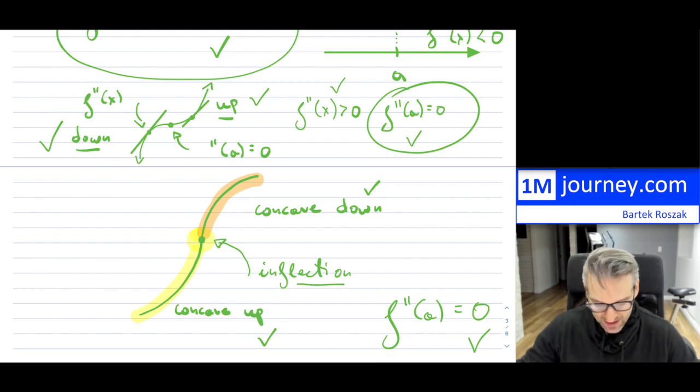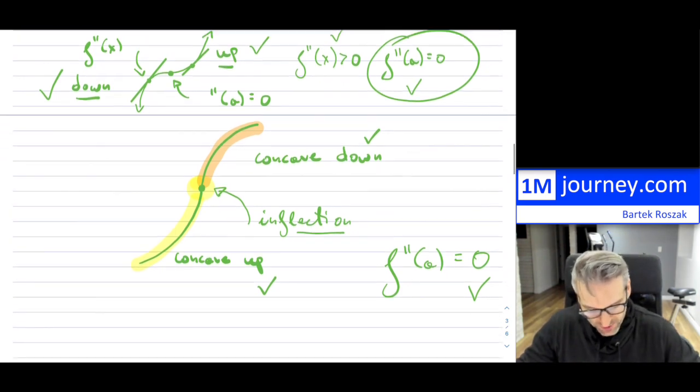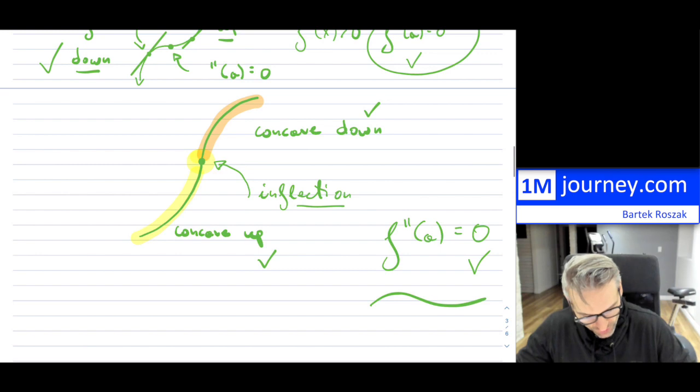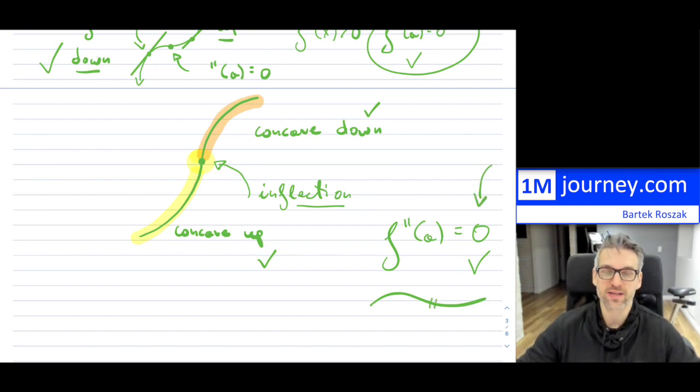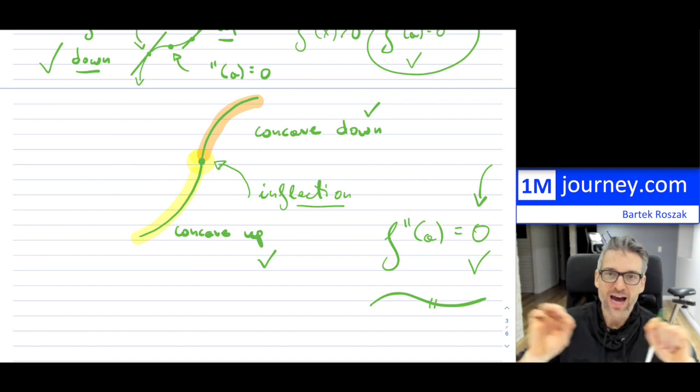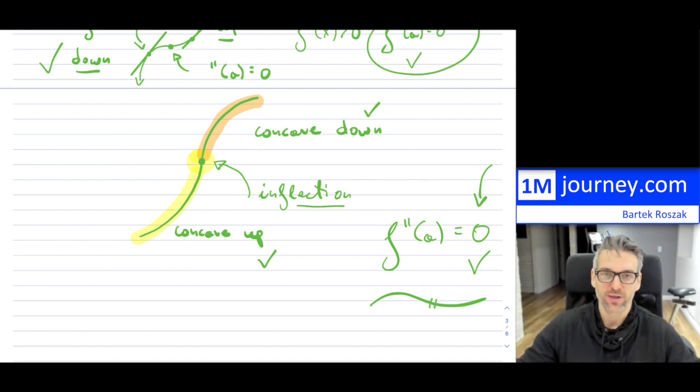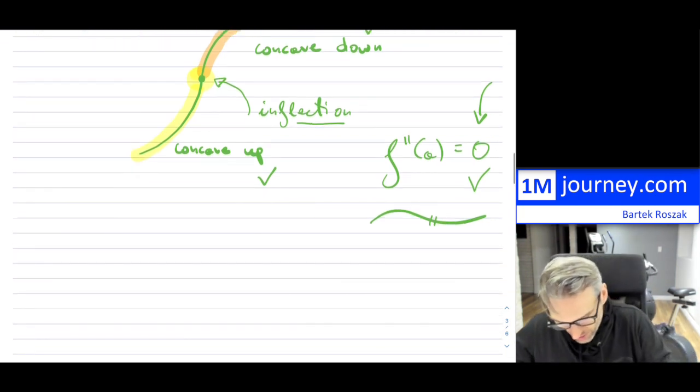Now, you might ask, well, what else can happen? Is it always from concave up to concave down and from concave down to concave up? Not always. So you have to be careful with this. Don't think that whenever your second derivative is 0, it's always an inflection point. That is not true. It's not always an inflection point. And in fact, here's an example.